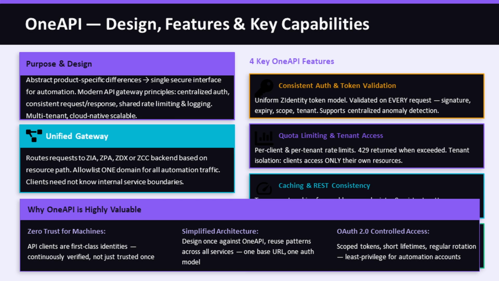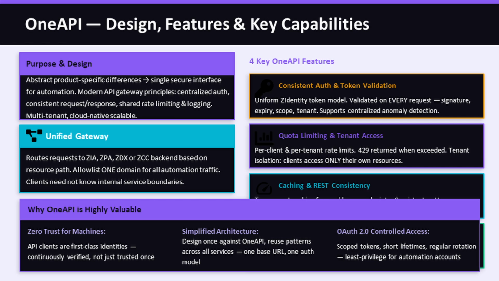Caching and REST consistency. One API may cache responses for read-heavy endpoints, reducing latency for monitoring dashboards and analytics tools. More importantly, REST patterns are consistent across services. How you paginate a list of ZIA URL categories is the same as how you paginate a list of ZPA app segments. API documentation and developer experience. There's a single documentation portal with consistent endpoint schemas, authentication flows, and error code references. SDKs and code examples reduce the risk of implementation errors.